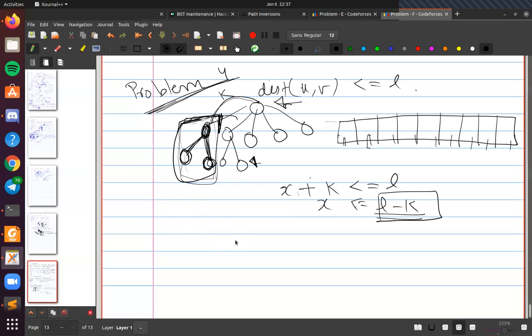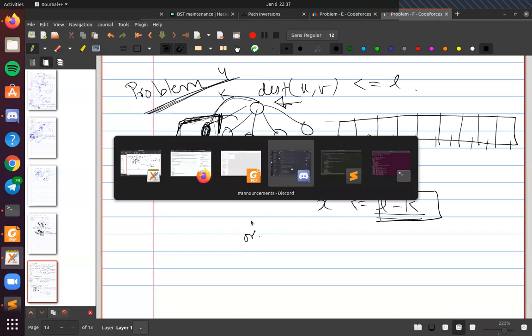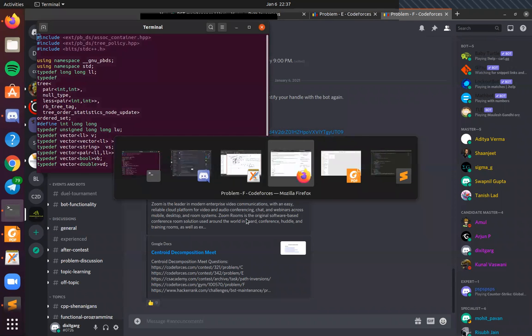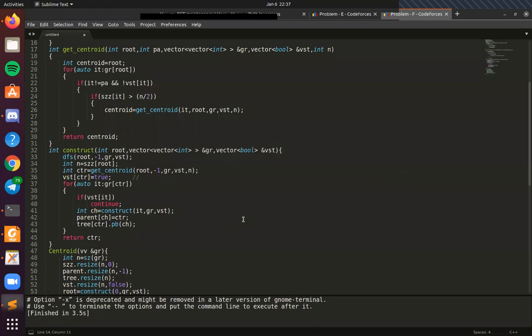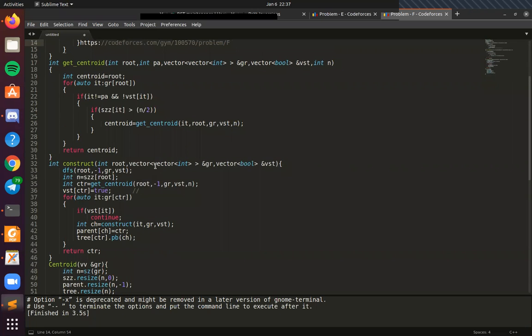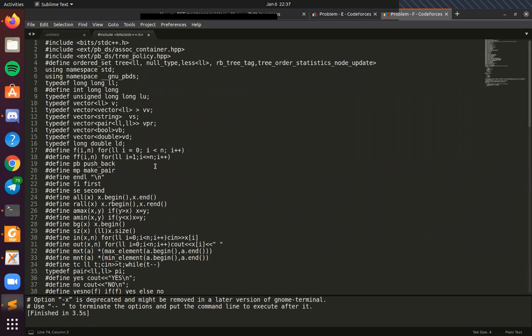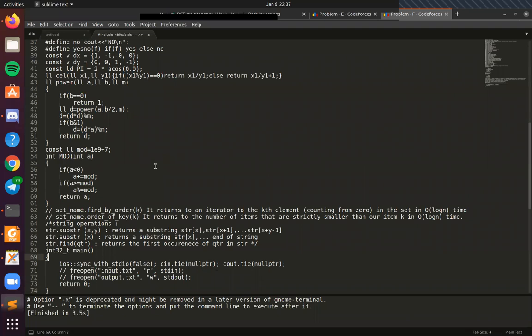So ordered set has a function called, what is its name, order of key, right? Order of key? What is the name of the function? Order by key. No, order of key. Yes, order of key.